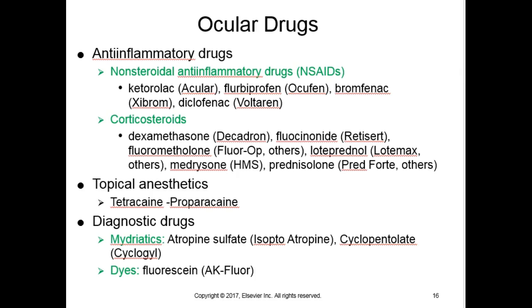Anti-inflammatory drugs help reduce pain, redness, and inflammation associated with all kinds of stuff. After eye surgery, they're given to patients to help prevent the inflammation and pain that would be caused. Topical anesthetics are used in the eye. They're used to prevent eye pain during surgery, during examinations, removing foreign bodies.